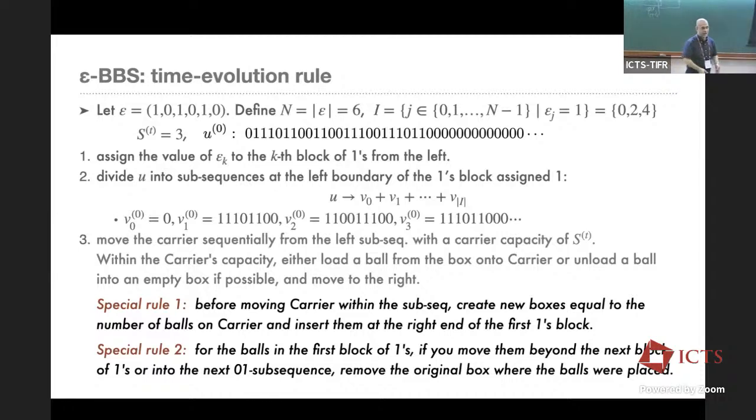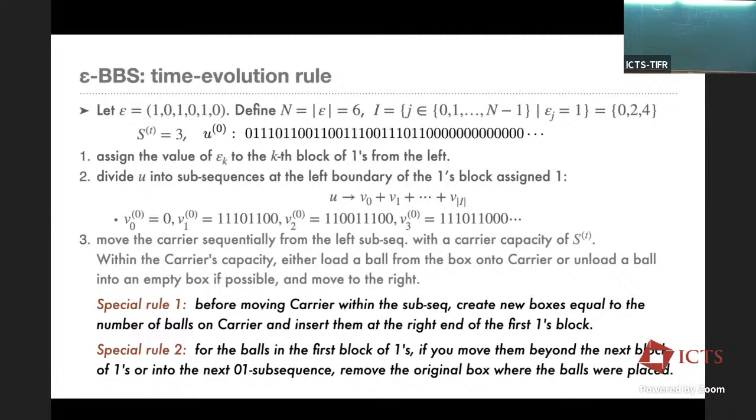In the Laurent polynomial case, the Laurent BBS coincides, joining these two special rules together. But in the case of epsilon, the epsilon BBS will be introduced in this way.